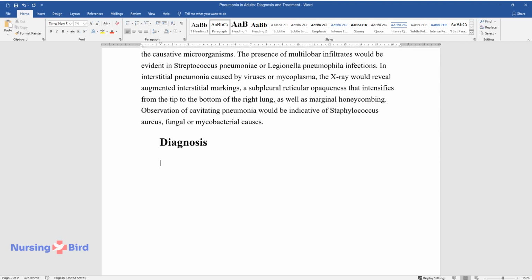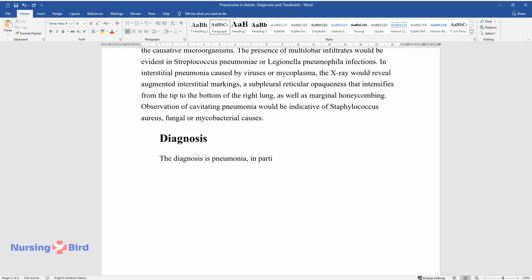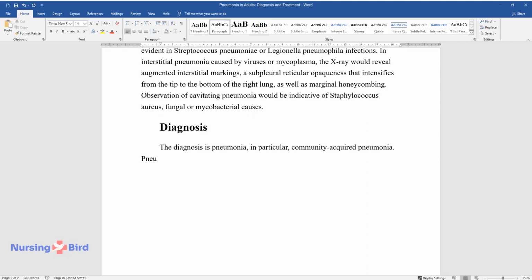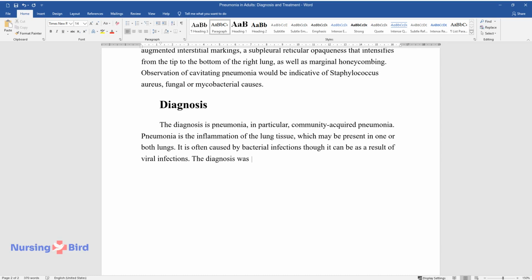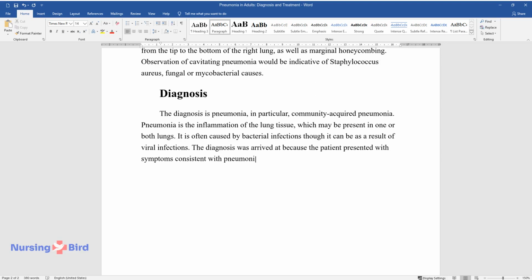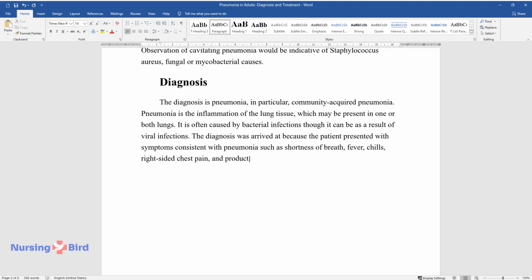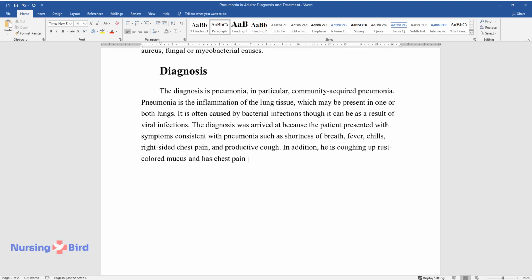Diagnosis. The diagnosis is pneumonia, in particular, community-acquired pneumonia. Pneumonia is the inflammation of the lung tissue, which may be present in one or both lungs. It is often caused by bacterial infections, though it can be as a result of viral infections. The diagnosis was arrived at because the patient presented with symptoms consistent with pneumonia such as shortness of breath, fever, chills, right-sided chest pain, and productive cough. In addition, he is coughing up rust-colored mucus and has chest pain that has impaired his breathing.